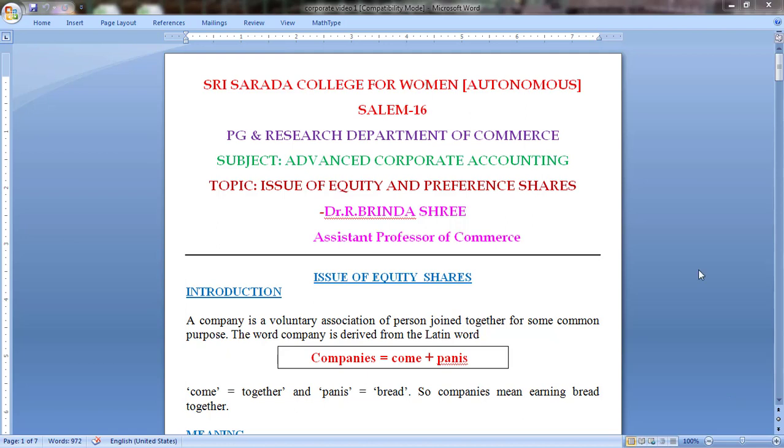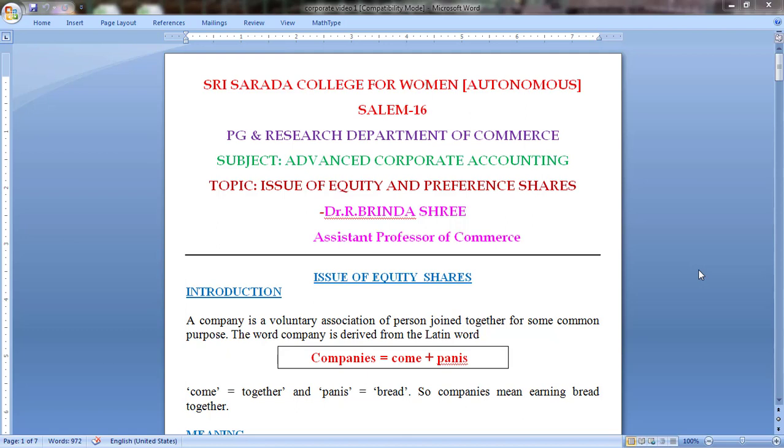What is a company? There are various forms of organization like sole proprietorship, partnership, company. In sole proprietorship and partnership, a few persons or a single person undertake the business. But a company is a group of persons who are voluntarily joined together in order to achieve some common purpose.